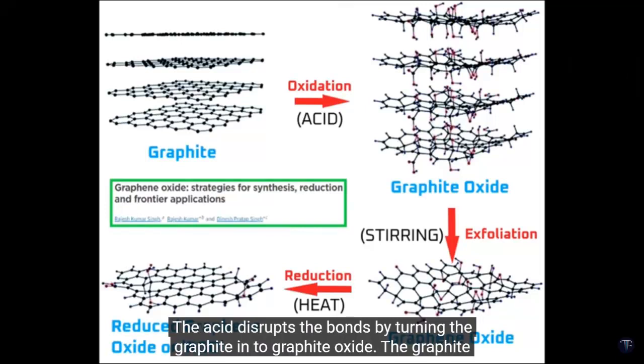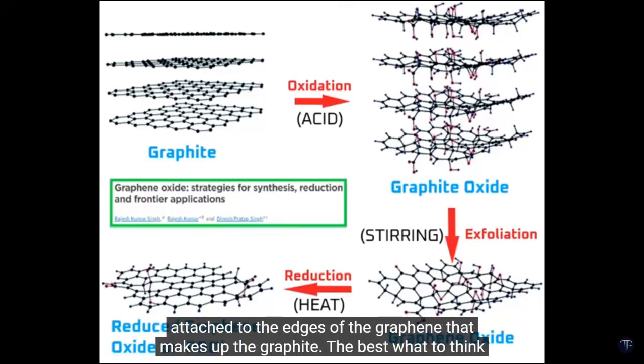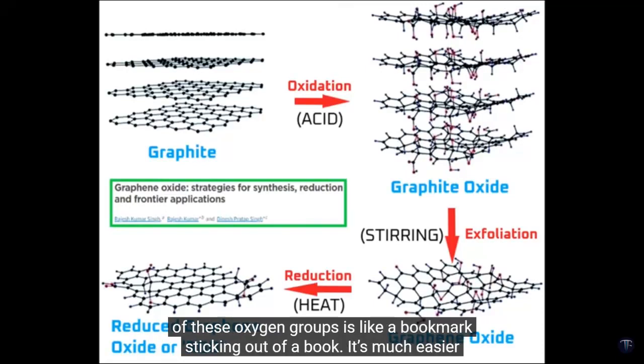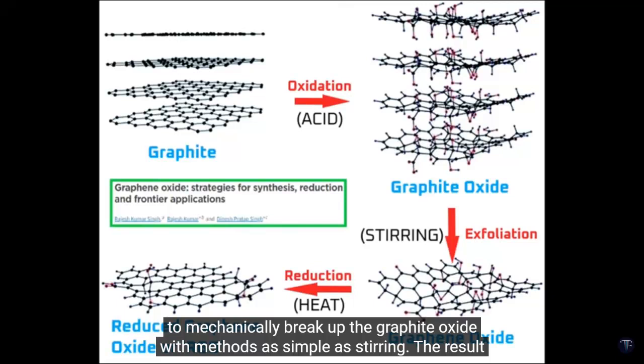The graphite oxide is much easier to mechanically exfoliate because it creates groups of oxygen atoms attached to the edges of the graphene that makes up the graphite. The best way to think of these oxygen groups is like a bookmark sticking out of a book. It's much easier to open the book with the bookmark. With these bookmarks in place, it's easier to mechanically break up the graphite oxide with methods as simple as stirring. The result of breaking up that graphite oxide is graphene oxide.